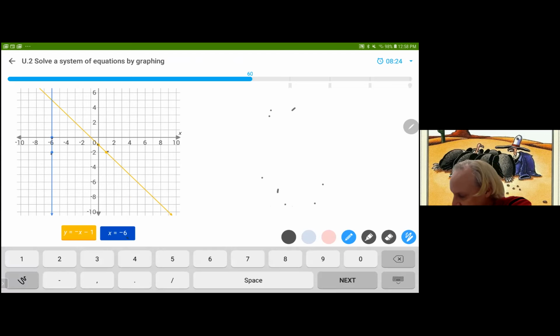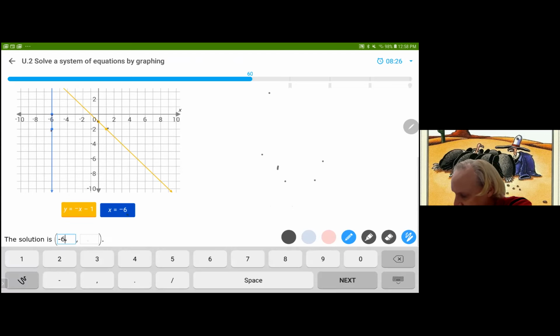Now, I am going to check it because it is really easy to make an error there. Erase my dots. All right. So notice in the orange equation that we're taking the opposite of x, which is +6, minus 1, gives you 5. Of course, the second equation has to be true because x has to be -6. And there we go.